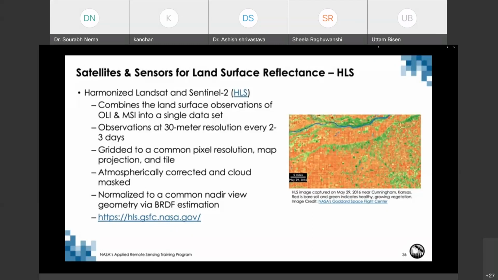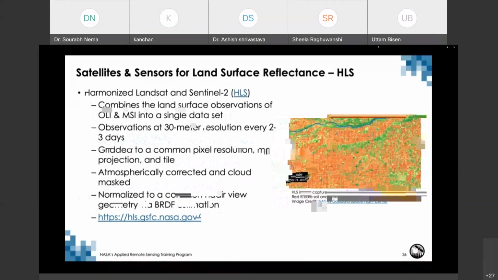HLS products have been gridded to a common pixel resolution, map projection, and tile. They've been atmospherically corrected and cloud masked. They've also been normalized to a common nadir view geometry via bidirectional reflectance distribution function estimation. In the latest version of HLS, all of North America and some globally distributed sites have been processed.